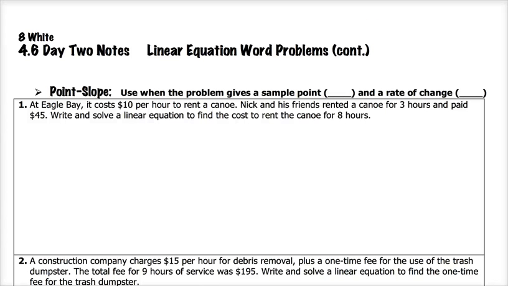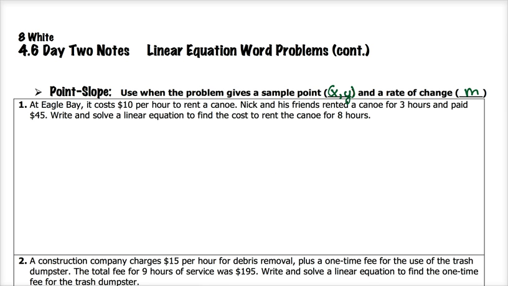Hey guys, we're going to continue talking about linear equation word problems in this video. So you want to use point-slope form when the word problem gives a sample point (x, y) and a rate of change m. So looking at number 1 here, it says at Eagle Bay it costs $10 per hour to rent a canoe. Nick and his friends rented a canoe for 3 hours and paid $45.